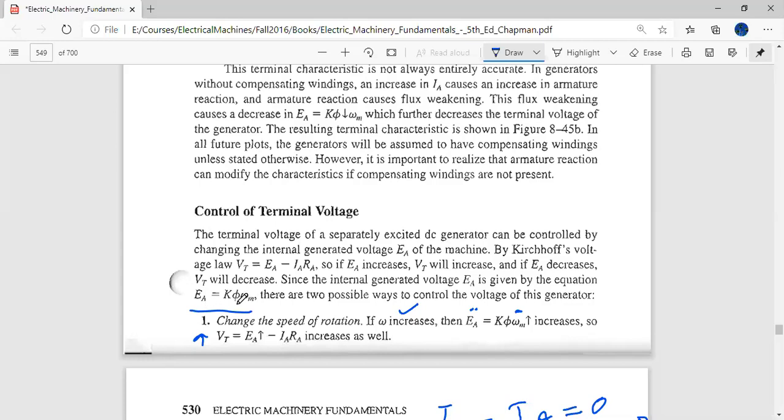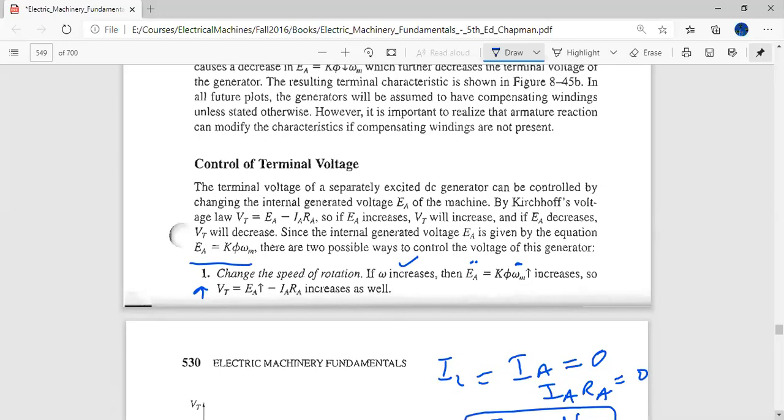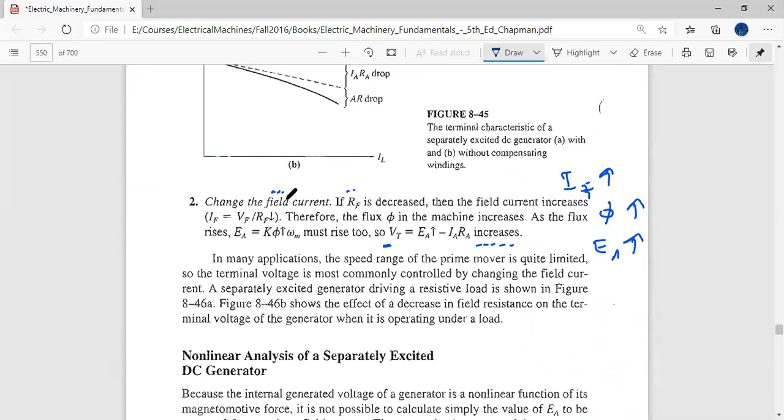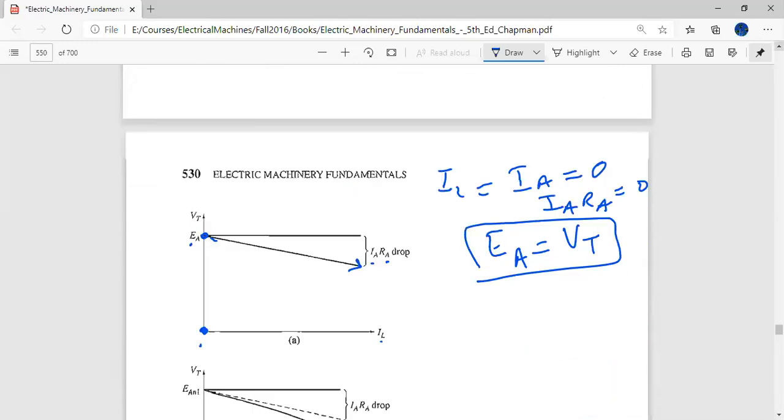How can we increase the field? We could increase IF. And how can we increase the RPM? We can use the prime mover to rotate it faster. So if one of these parameters increases, EA would increase and definitely VT would increase. And if you want to decrease VT, we could do the opposite: reduce the RPM of the generator or reduce the field. And we can change the field using some adjustable R. The first method is to play with the RPM, and the second method is the field.